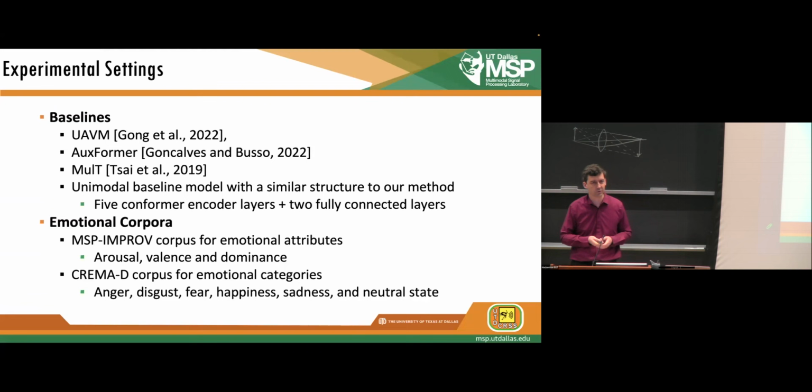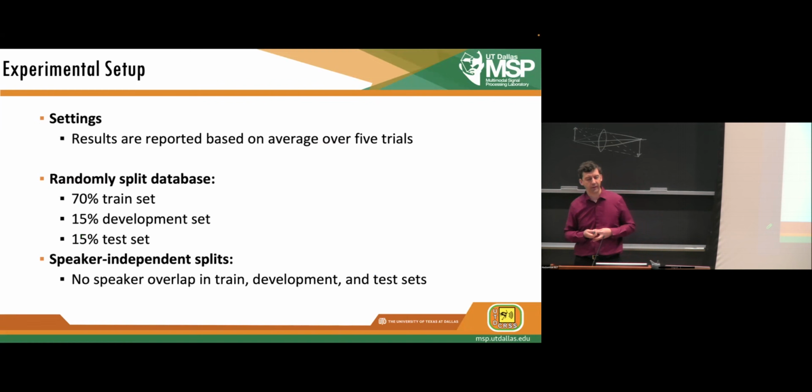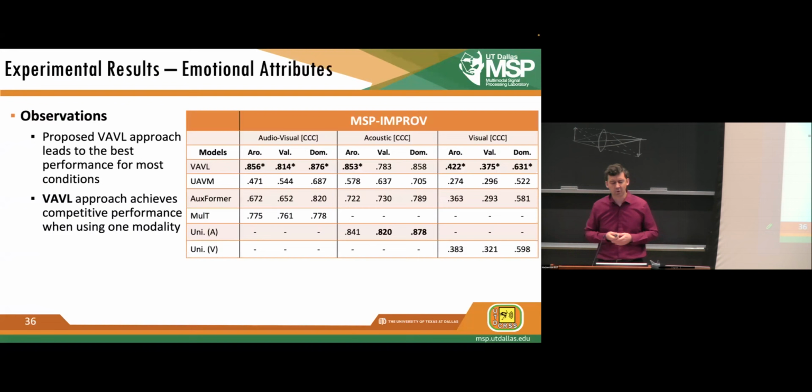We're going to run this five times and take the average. We split the databases into 70, 15, and 15 percent for the training, development, and testing sets, with no speaker overlap, so there's no data that belongs to the same speaker in each of these partitions. And let's go to the results.